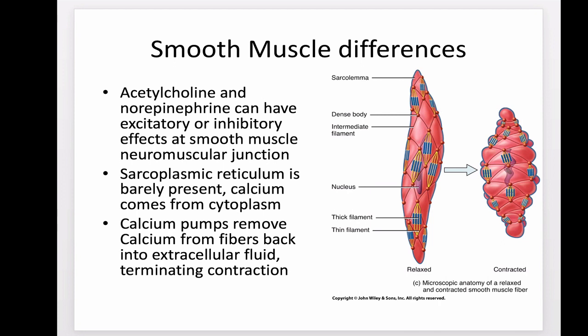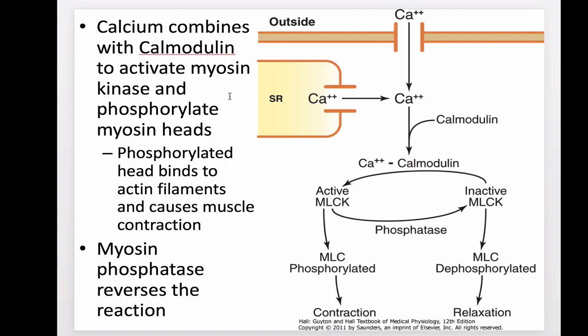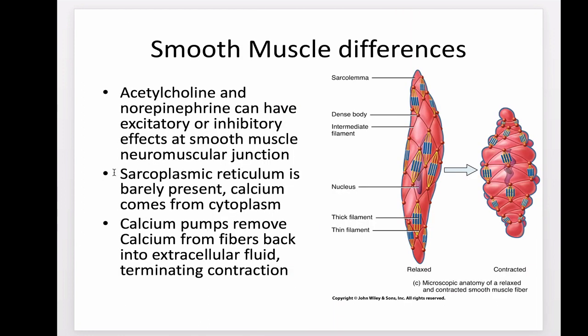Other things that are different about skeletal versus smooth muscle are the neurotransmitters. We've talked about acetylcholine, we haven't spoken too much about norepinephrine, but these can have excitatory or inhibitory effects depending on the receptors that are part of smooth muscles, and we'll look at this a little bit later when we talk about the autonomic nervous system. The sarcoplasmic reticulum is not really present. Even though this cartoon shows sarcoplasmic reticulum in the smooth muscle, most of the calcium comes from outside of the cell, extracellularly into the cytoplasm of the smooth muscle. That's different, whereas skeletal muscle has a very large sarcoplasmic reticulum with tons of calcium.